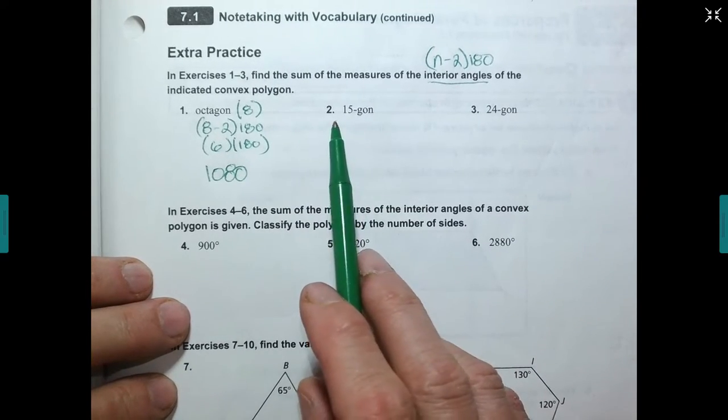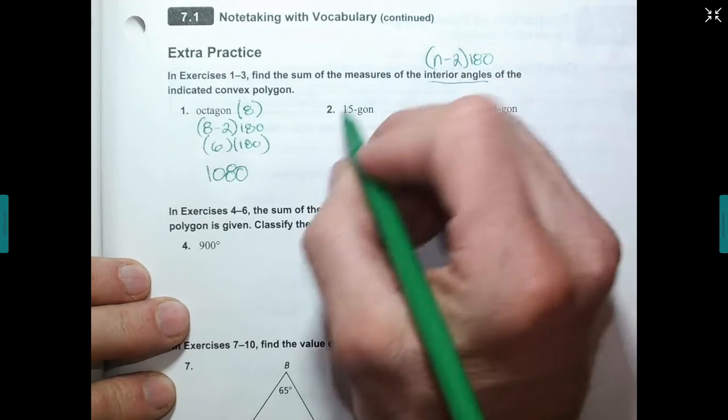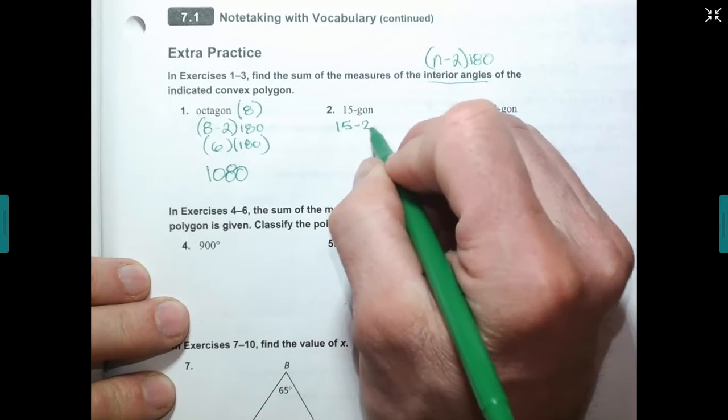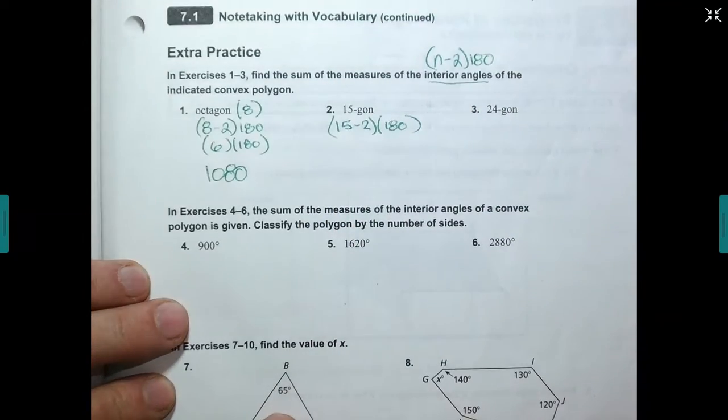Can you do it for 15, Don? Oh, of course you can, because it's just n minus 2 times 180. So 15 minus 2 times 180. There you go. Finish that off.